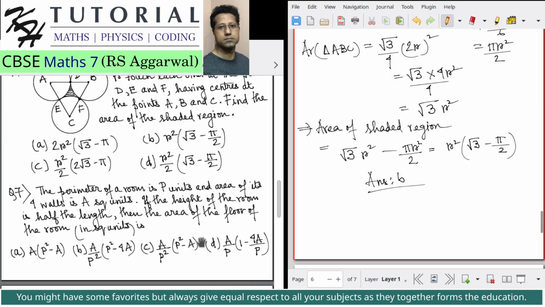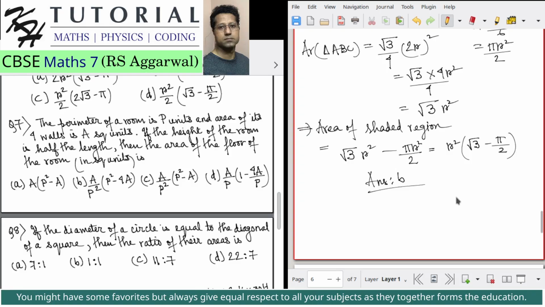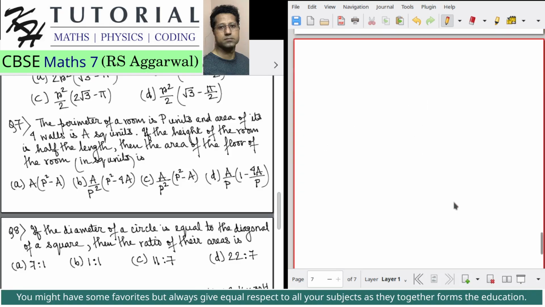Okay, let's see question number 7. Question number 7. The perimeter of a room is P units and the area of its four walls is A square units. If the height of the room is half the length of the floor of the room, then the area of the floor of the room in square units is... Okay, the perimeter of the room is P.